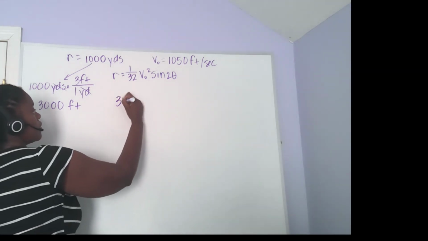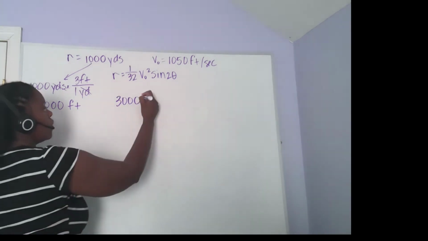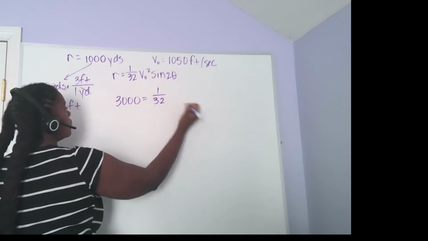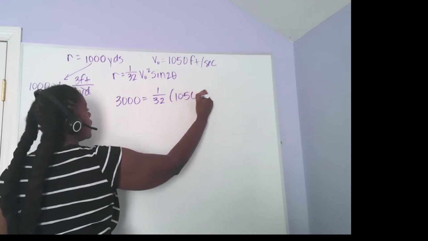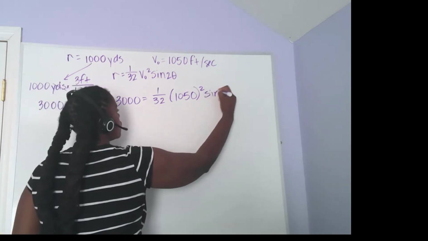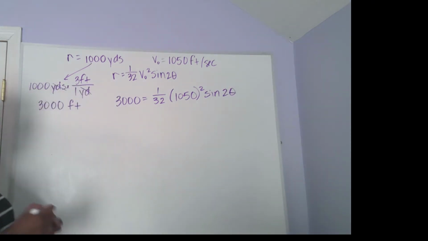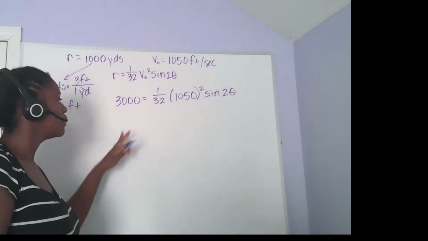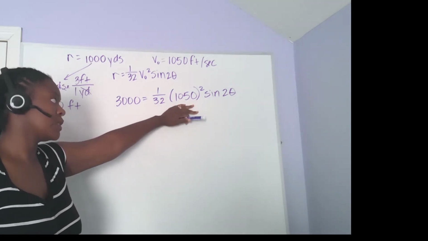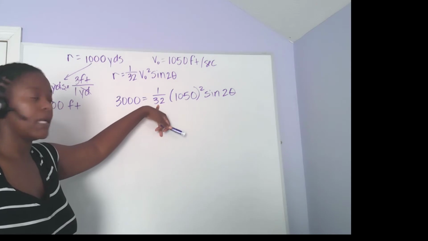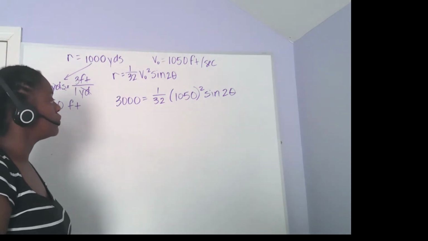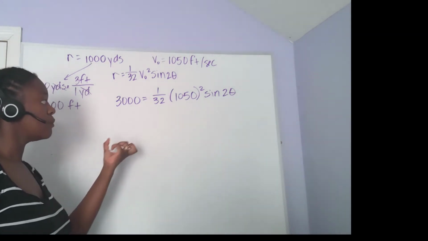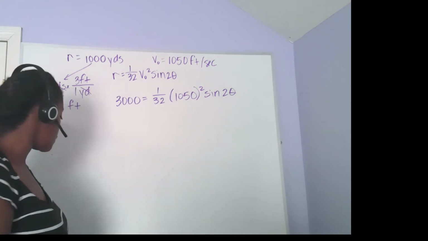So we're going to put 3,000 here for the range. We're going to put in the V naught number here. So 1 over 32, V naught is 1,050, squared, times sine 2 theta. What I would do is divide the entire thing by this coefficient, even though it's not simplified, to avoid any decimals. You could also try to get to that sine function quicker by moving them one by one. Just for explanation purposes, that's what I'm going to do.